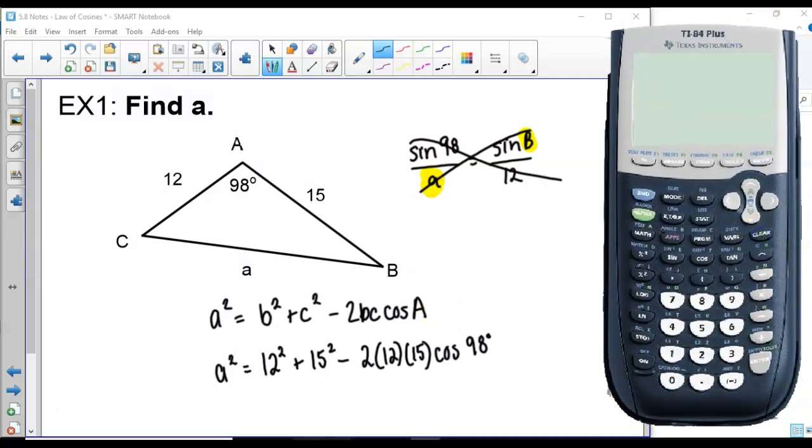So, the good news about this is you can type every bit of this into the calculator at one time and it will do it correctly. There's no special parentheses or anything you really have to do. It's not that difficult to type in. So I'm going to type everything in: 12 squared plus 15 squared minus 2 times 12 times 15 times cosine of 98. And I got 419.102.